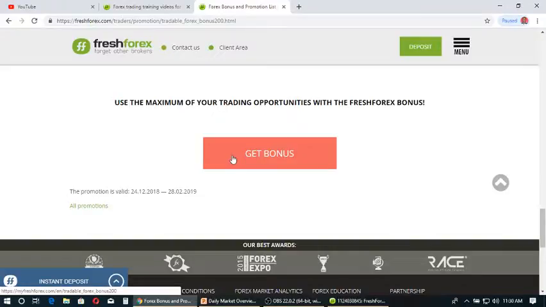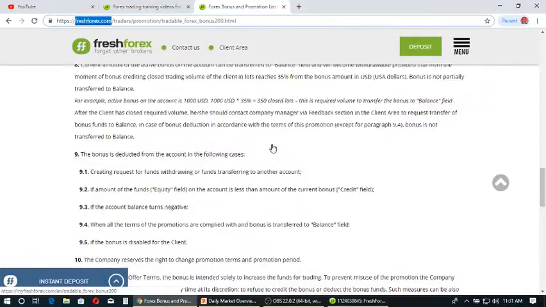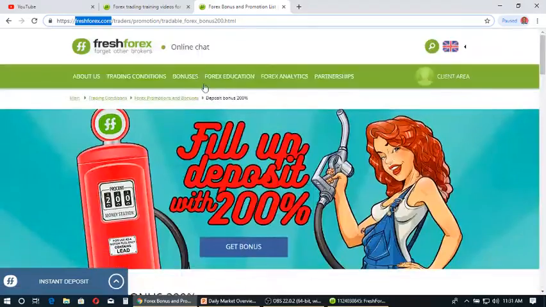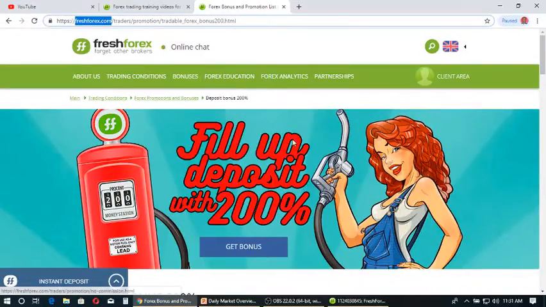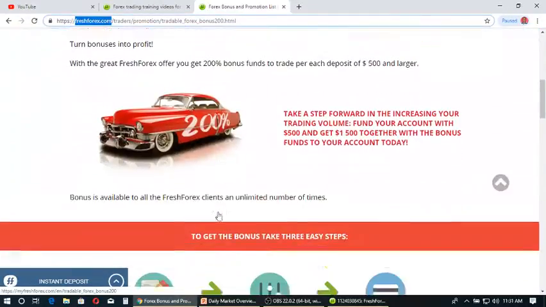I don't have any special link for this bonus. Just go to the main site, which is this. Then from the menu, select bonuses, and click the very first option, and this is what will show up on your screen.